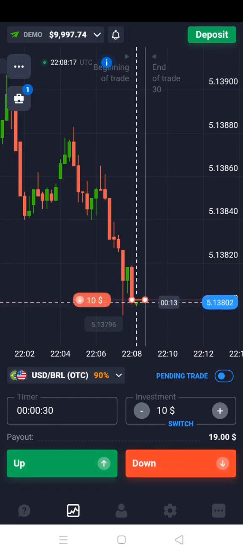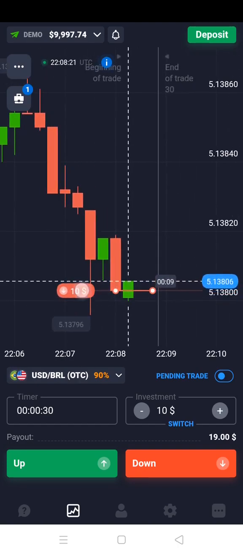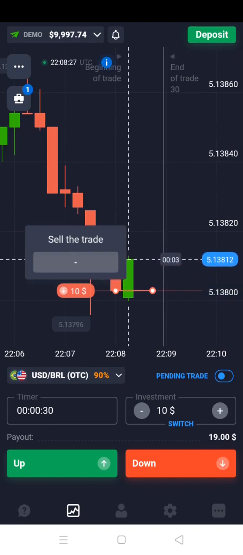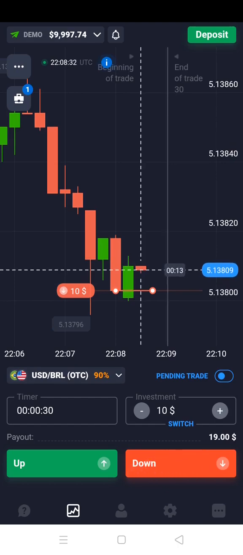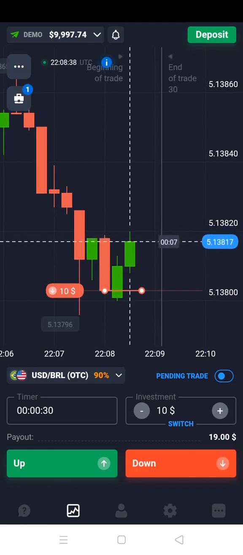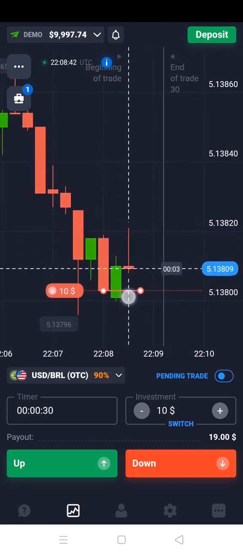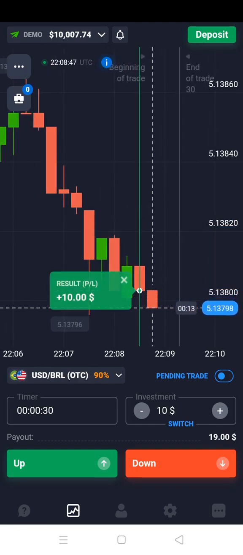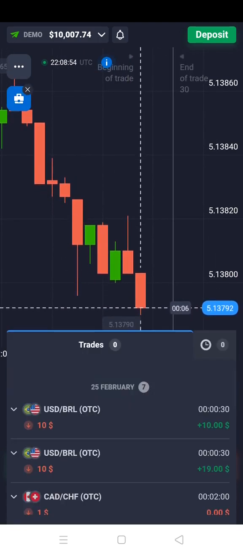Now, can you see this red line here? This red line is what we call our entry point. It's called our entry point because this is where I enter the trade from. The moment I click on this red button, this is where the trade was initiated. So if the candle ends below this entry point, I will win the trade. But if it ends above the entry point, then I will lose the trade. So you see, it ended on the entry point. This is what happened. I did not win, I did not lose. That was a draw.